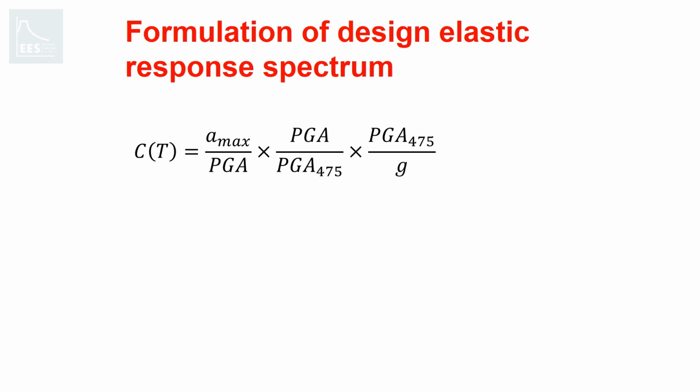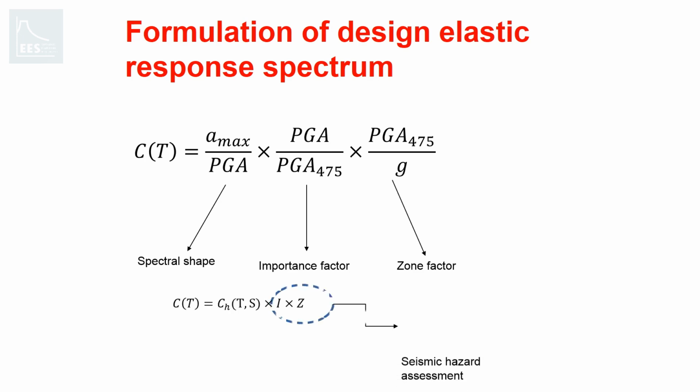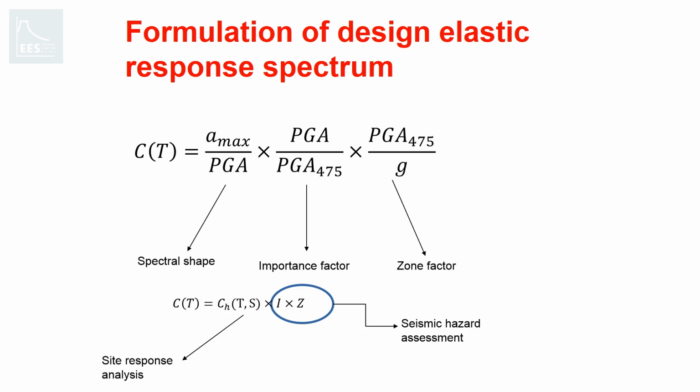Now let's talk about the other two terms. The first term is called the spectral shape factor, and the last term is called the seismic zoning factor, which you see in the seismic zoning map. Likewise, these last two terms have been obtained from seismic hazard assessment, whereas the first term requires site response analysis because it deals with the shape of the response spectrum, which is a function of structural time period.